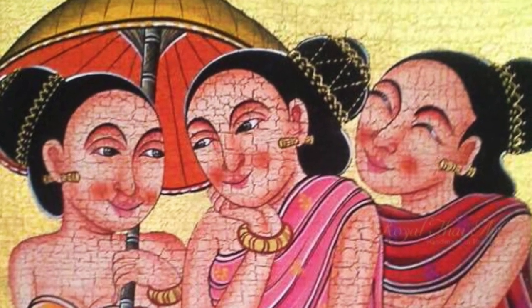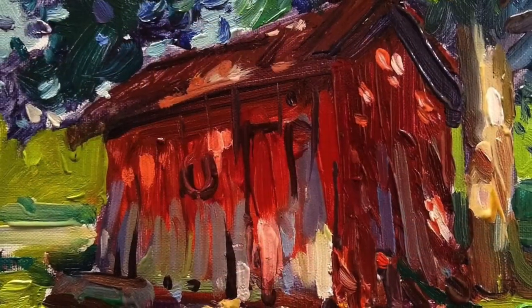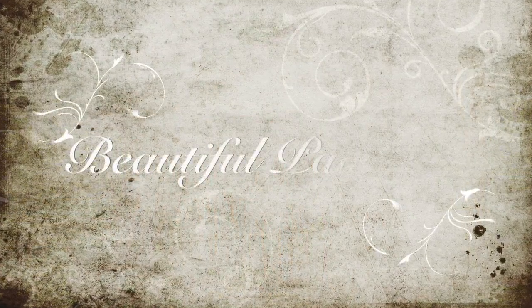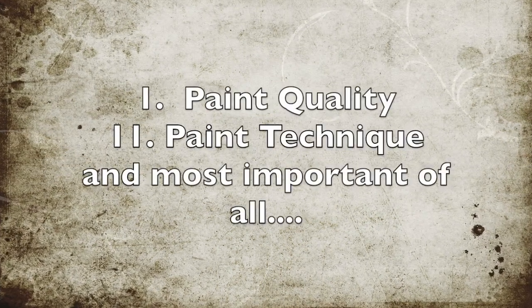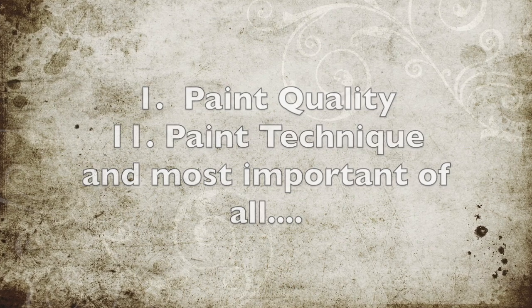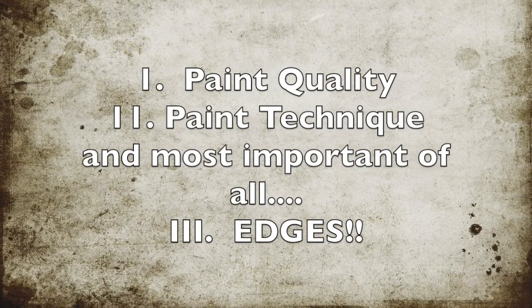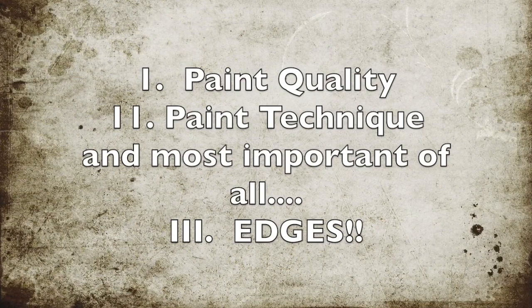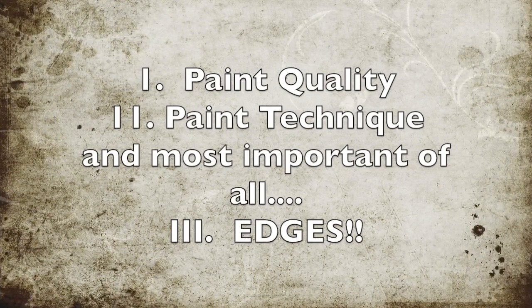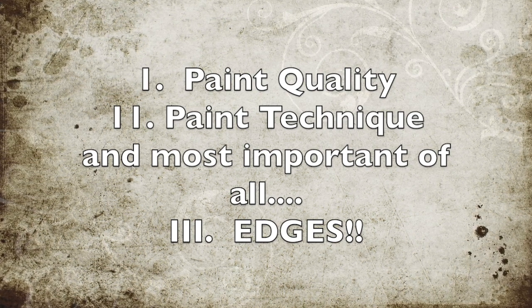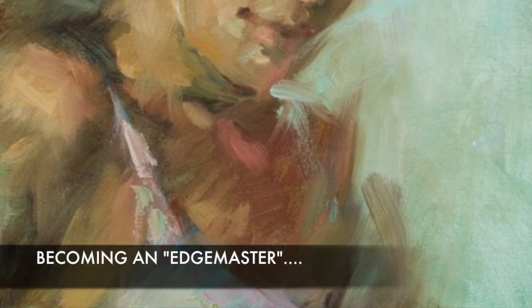I'm so excited. There are 3 things you need to be aware of and consider when it comes to creating beautiful paintings and developing your style. And those 3 things are paint quality, paint technique, and most important of all, edges. So again, number 1, paint quality, 2, paint technique, and most important of all, edges. We're going to spend quite a bit of time on edges today so as to make you an edge master.